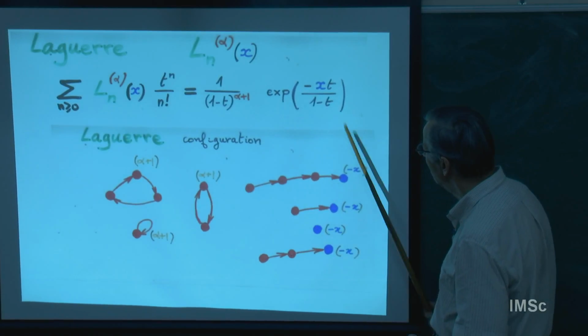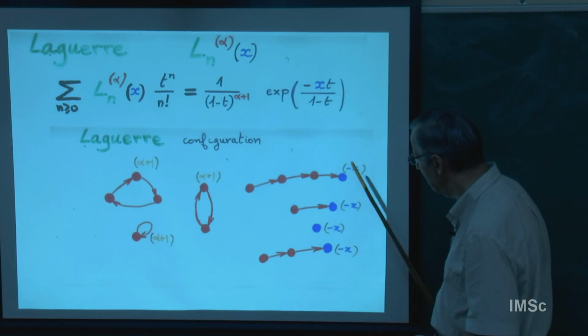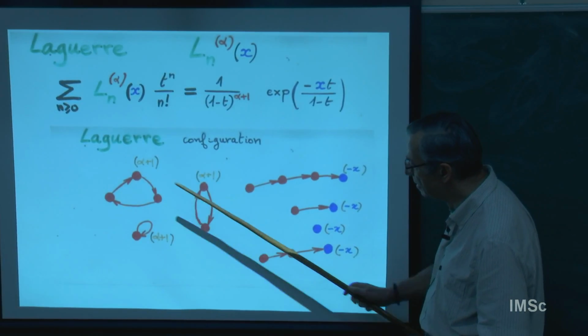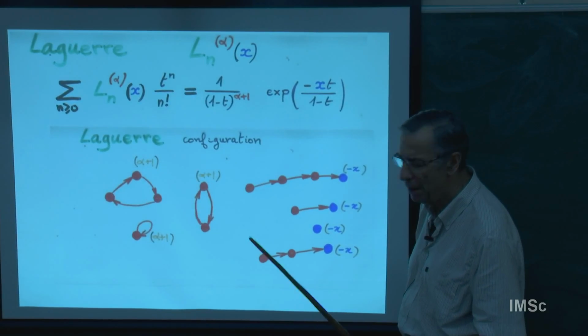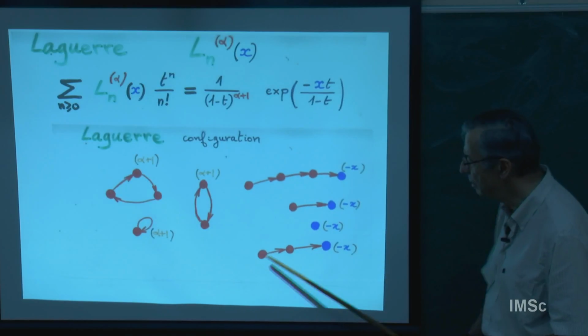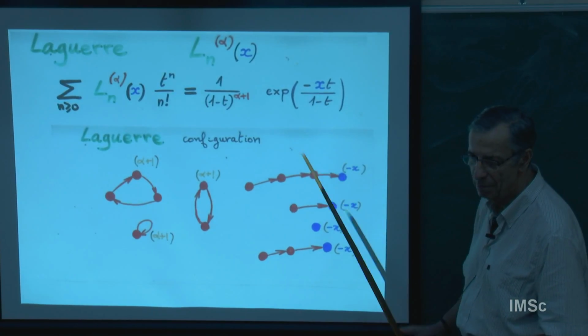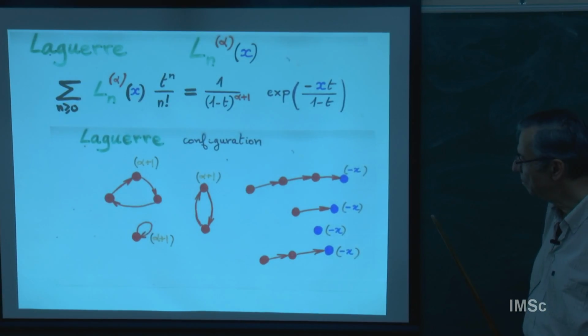So this chain has a weight minus x. Each chain has a blue point at the end, minus x. Now I claim that if I put a weight alpha plus 1 for each cycle, the weighted generating function of the whole thing is exactly this. And I'm going to give you the proof of this.